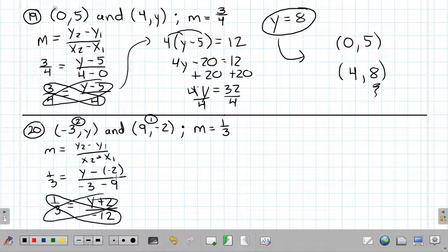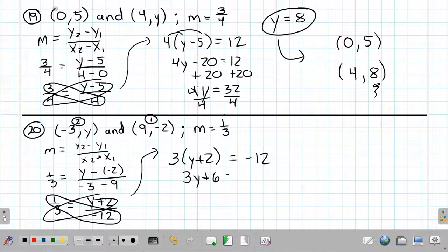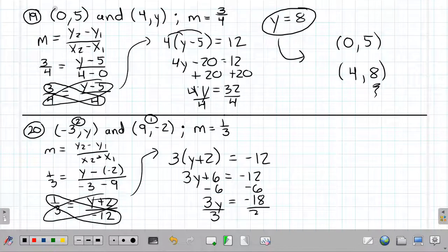And we just cross multiply. So we get 3 times y plus 2 is equal to -12 times 1, which is -12. 3y plus 6 is equal to -12. Minus 6, minus 6. 3y is equal to -18. So my y in this case is going to be 6.